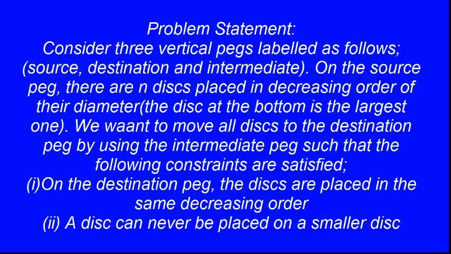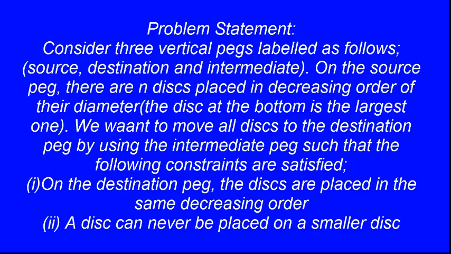We want to move all discs from the source peg to the destination by using the intermediate peg such that the following constraints are satisfied. On the destination peg, the discs are placed in the same decreasing order. A disc can never be placed on a smaller disk. Read through the problem again.